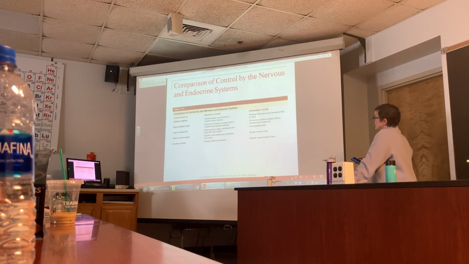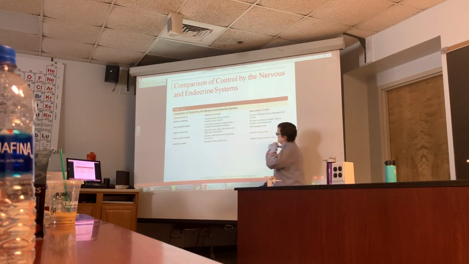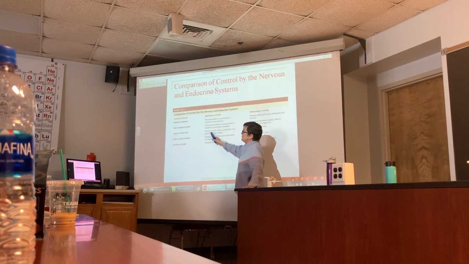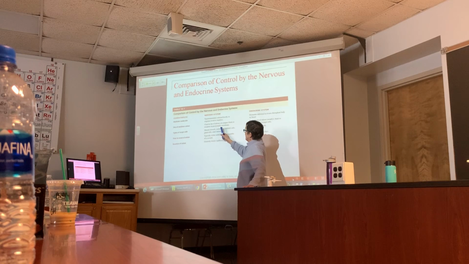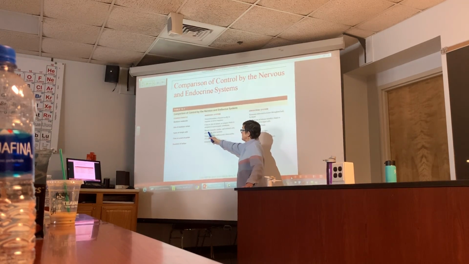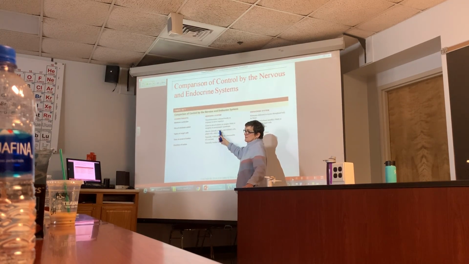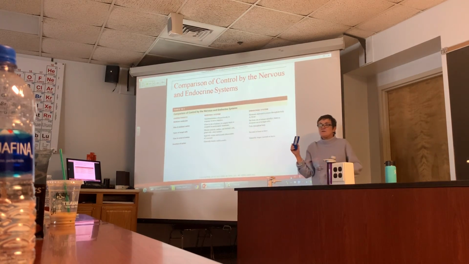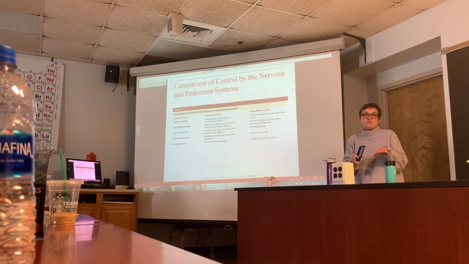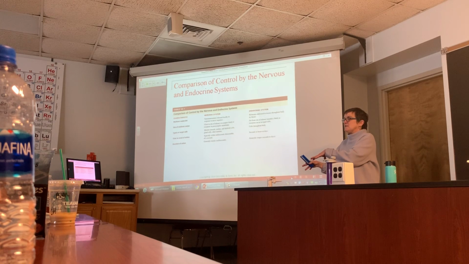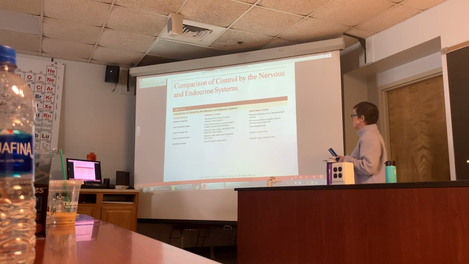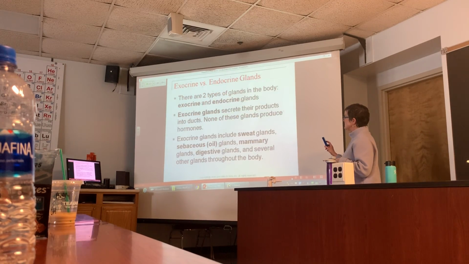Now, one other thing is that the target cells in the nervous system are limited to muscle cells, like smooth, cardiac and skeletal muscle, and glandular cells and other neurons. Endocrine system has targets throughout the body, so it doesn't just stimulate glandular secretions. It doesn't just generate sensory information. It doesn't just stimulate muscle contraction. It has a lot of effects, as you'll see.